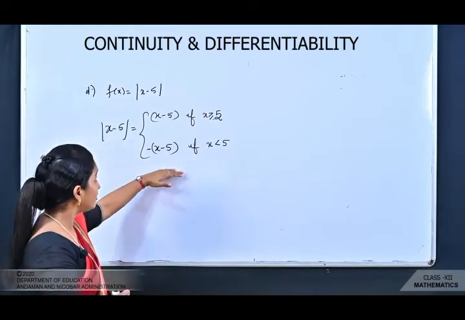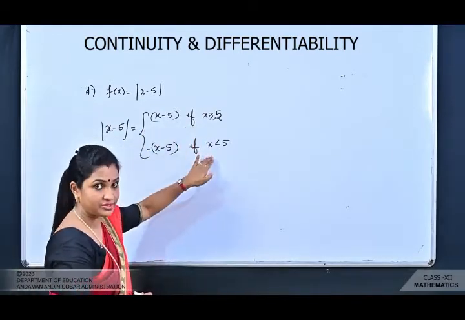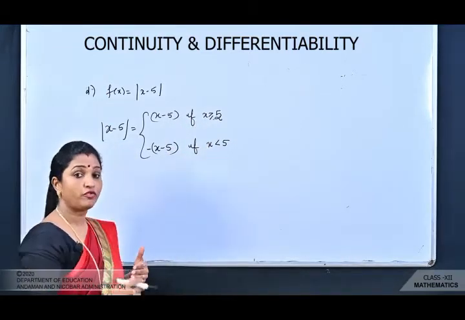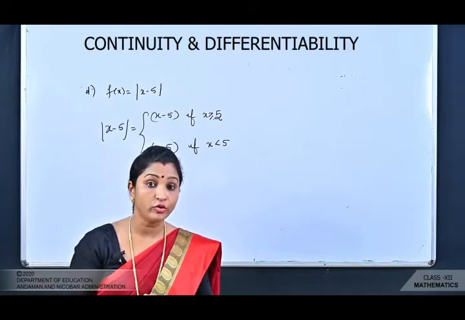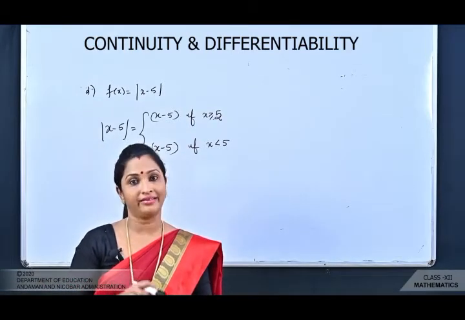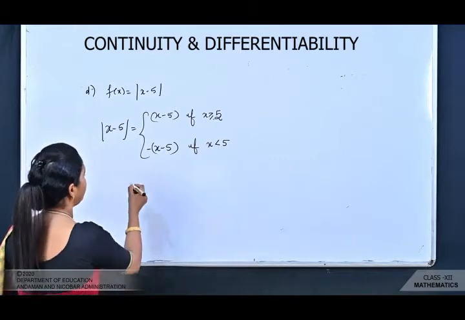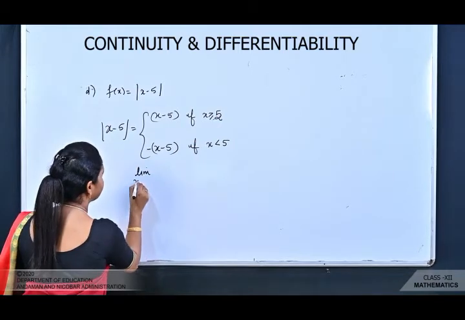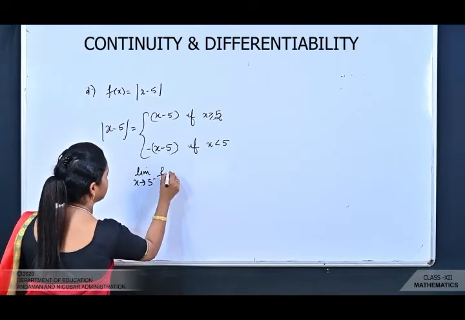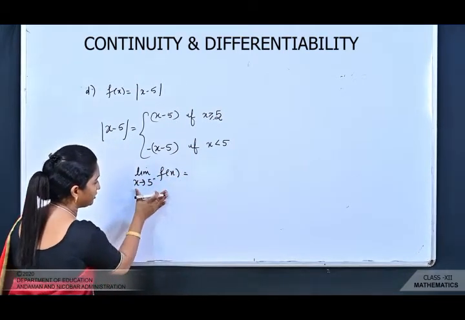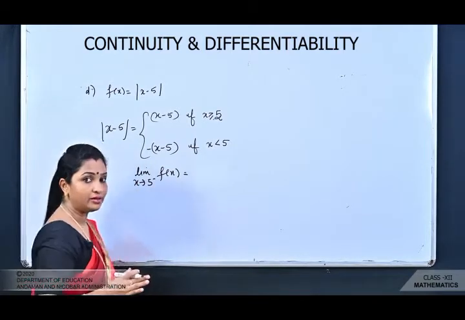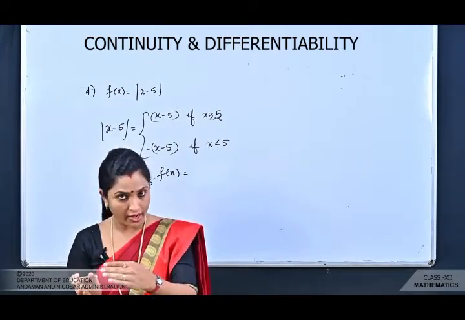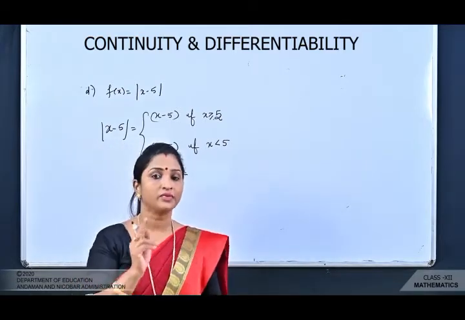Okay, so here you got two conditions, for greater than 5 and less than 5. So when you are getting a condition like this, you have to find the left hand limit and right hand limit. So what I will do here, I will first find the limit x tends to 5 minus. I have already explained what this means. This is nothing but the left hand limit. That means when you approach towards 5 from the left hand side, that is called the left hand limit.